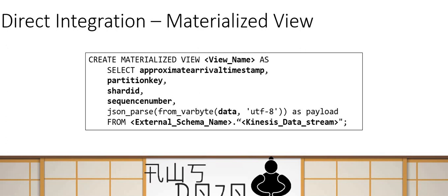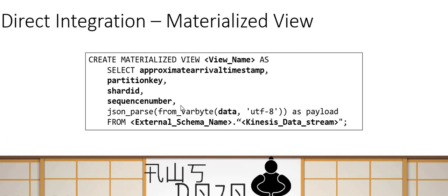In my opinion, payload and this timestamp is more than enough for you, because if you use a Kinesis data stream, then you are most probably dealing with time series data. Then I think having a timestamp makes sense here. And of course, you want the payload or the data.